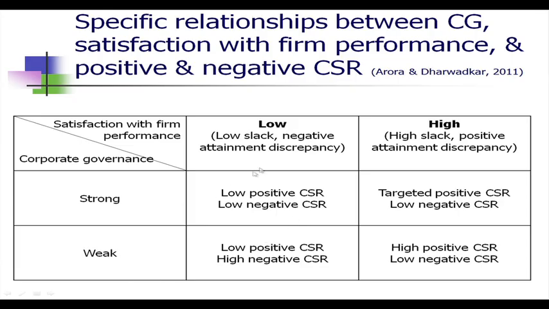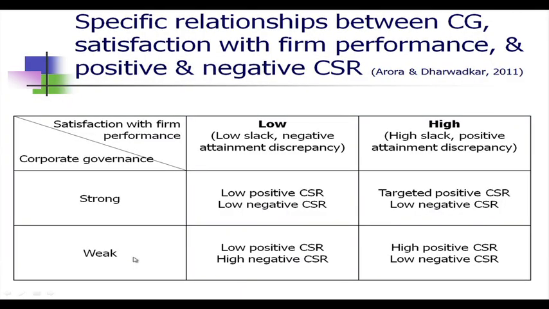On the other hand, if there is low slack and negative attainment discrepancy, which means that we are not able to achieve as much as we set out to achieve, and there is weak corporate governance, that would result in low positive CSR and high negative CSR. We are doing CSR just for the heck of it. We don't really want to do it, and that of course becomes a function of the involvement of the people indulging in CSR activities also.